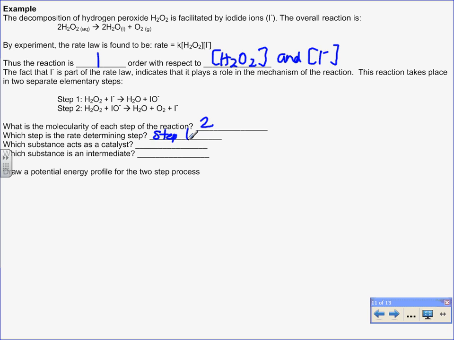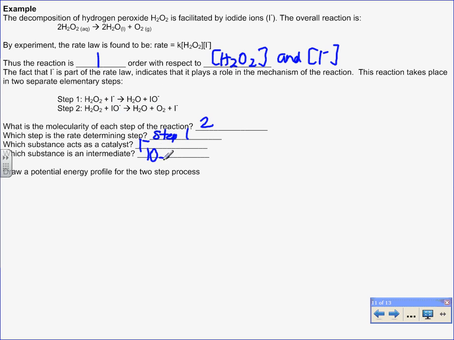The substance that's acting as a catalyst in this reaction is the I minus. And we know that it is a catalyst because a catalyst is something that's used in the reaction, and we know that it affects the rate. And it's not consumed in the reaction. So the I minus is used in step 1, but then reproduced in step 2, which is the opposite of an intermediate. An intermediate is something that is produced in one step of the reaction and then used up in another step of the reaction.